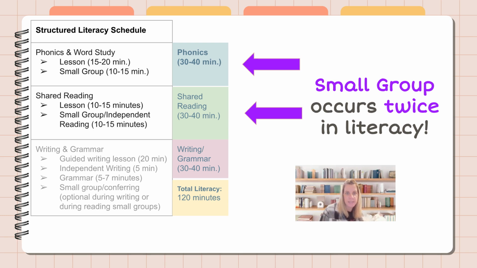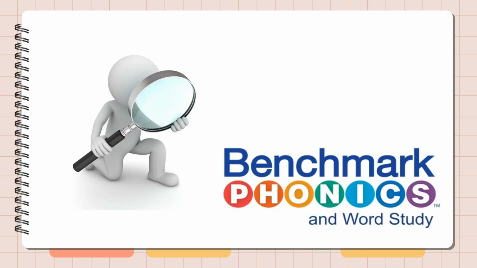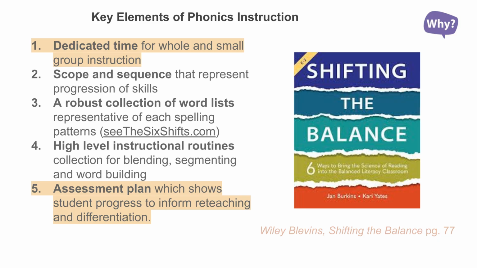Before diving into the details of small group instruction, let's take a look again at our literacy block. Small group instruction will occur twice within the block. The first place small group instruction occurs is within phonics and words. As you know, having strong phonics instruction is important.